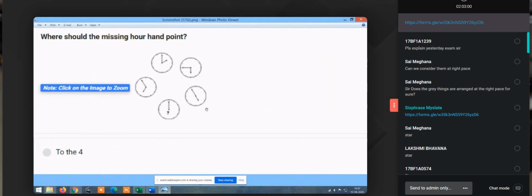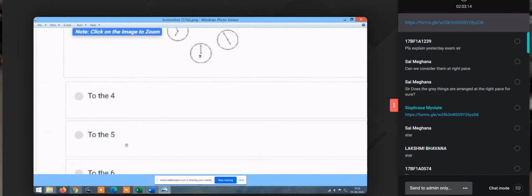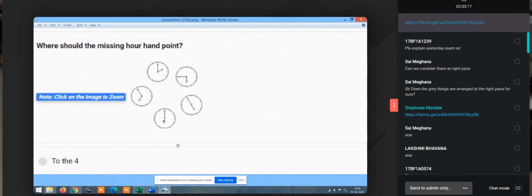17. The minute hand is already pointing towards 12, so what number added to 12 gives 17? 5. So the hour hand should be pointing towards 5, and that is why the answer is 5. This is the logic: the sum of the numbers pointed to by the hour hand and the minute hand. Then 7 plus 11 is 18, so that is the answer for that.